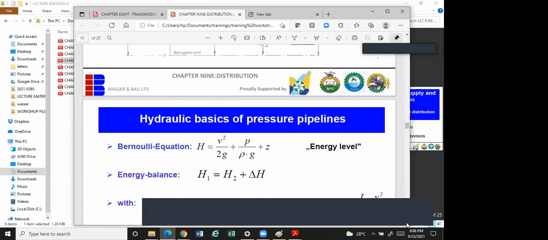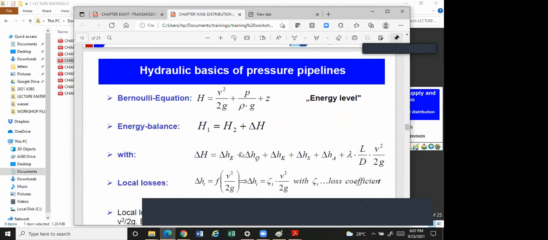It's here in the next slide. Look at the Bernoulli equation. Bernoulli says that the head to be overcome in a system has a velocity component, a pressure head component, and a height component. Three.